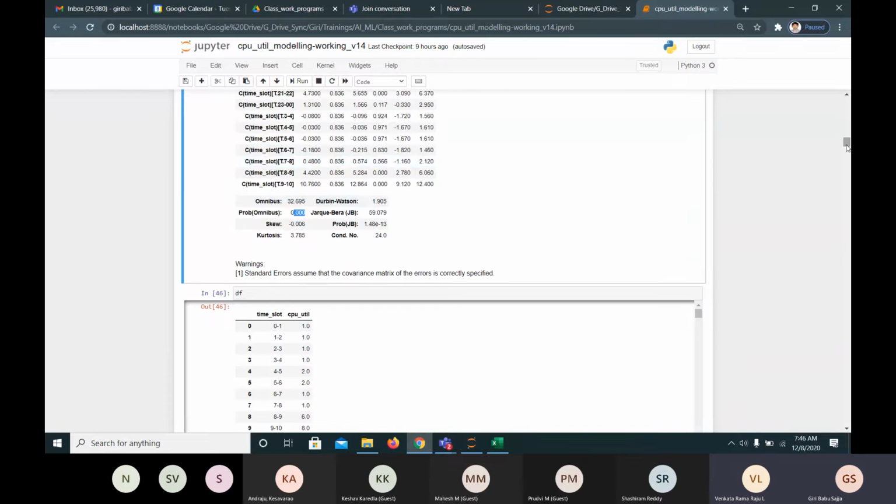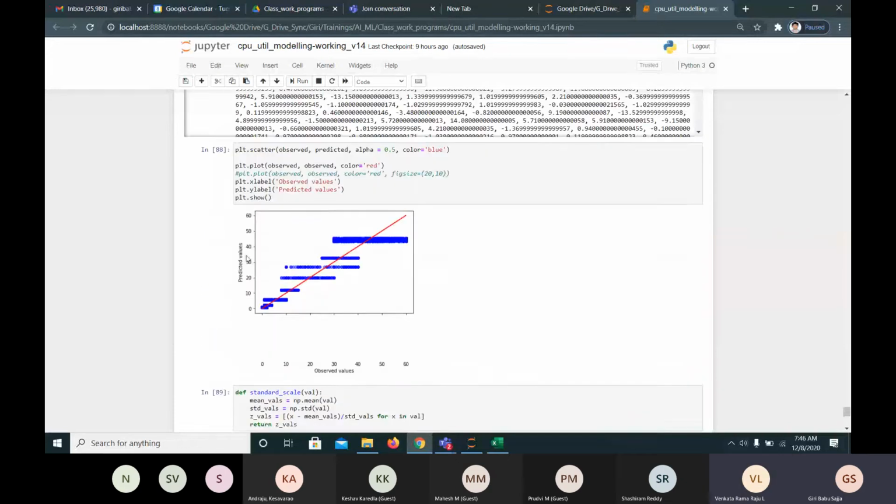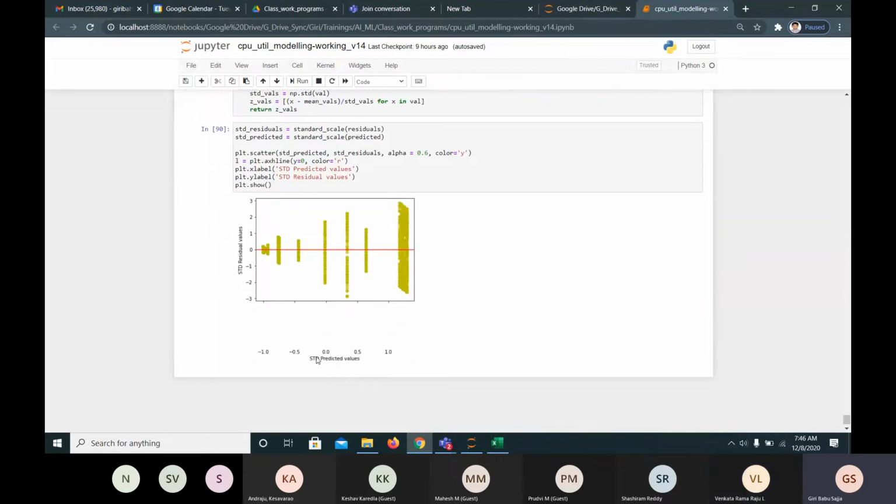And then the other key summary is that you asked us to always draw this one, right? Observed values versus predicted values. The spread is something like this. And then the standard deviation distribution of predicted values versus residual values. The spread is like this. If I look at it, a good number of them are falling within 2 sigma, 2 Z score of the residual. So considering that, at least the prediction seems to be okay.